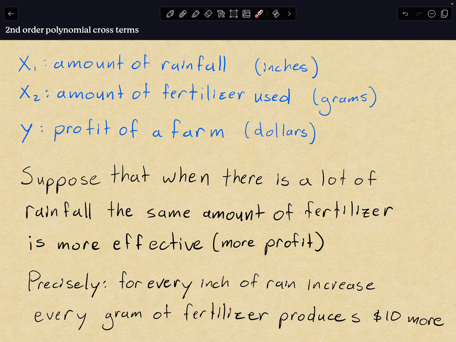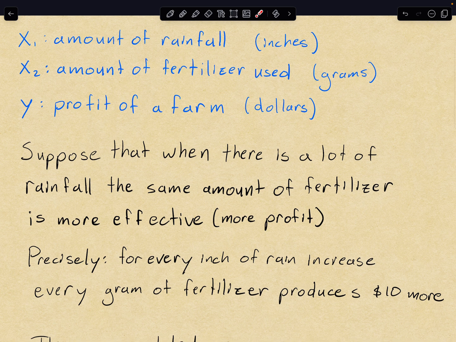So imagine we're in the two-dimensional case, in the sense that there are two features. x1 describes the amount of rainfall on a farm. We're considering the case where we're farmers, and x1 describes how much rainfall we have on the farm in inches. x2 is the feature that describes the amount of fertilizer that we use on the farm, described in grams. And y, the label, the thing we're trying to predict, is the profit of a farm based on these two features.